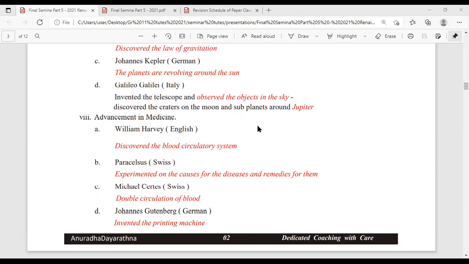And Michael Servetus discovered the circulation of blood, and Johannes Gutenberg invented the printing machine. Remember, Johannes Gutenberg does not come under medicine, okay? But I have included him here. Never mind.